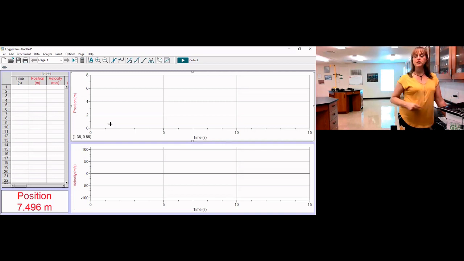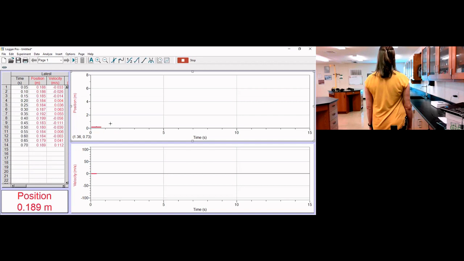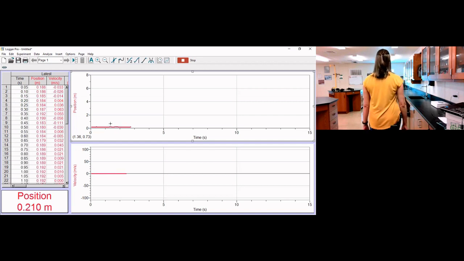The top chart is a position time graph, which is also called a distance time graph, because your position is what distance you are from the detector. The first thing I want you to do is to notice what happens when I stand in front of the detector and take some data. Here's what happens when I stay still. Here's what happens when I slowly move away from the detector.